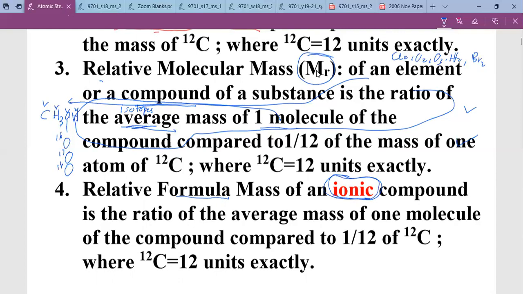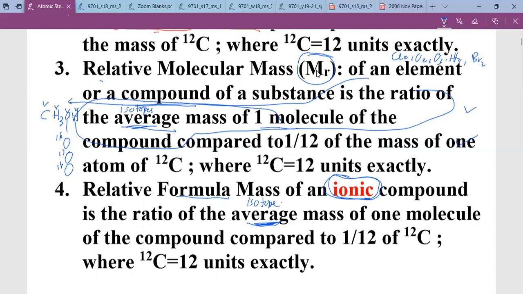You need to know the marking scheme for these kinds of things to clarify for yourself, so that your answer will be accurate and you score the marks. It belongs to you; it's your right to claim the mark. It's a ratio of the average mass. Why average mass? Because the isotopes are there.